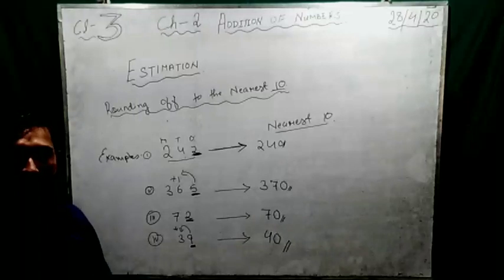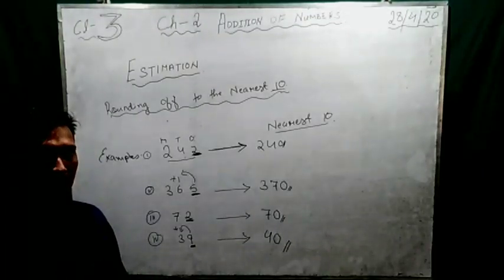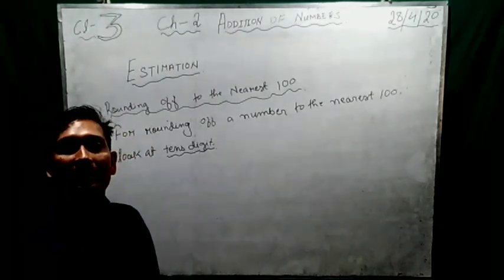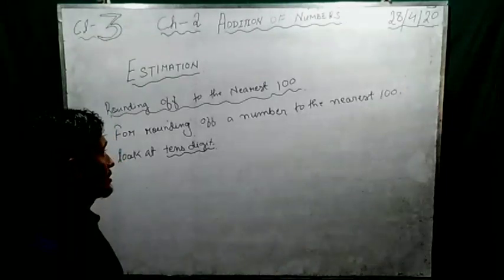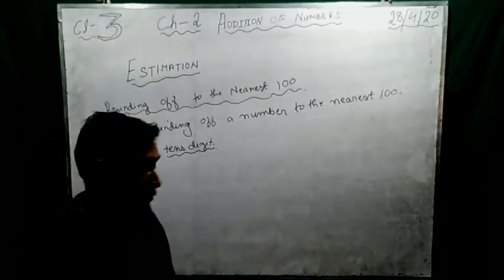Done. Clear, children? That was how to round off to the nearest 10. So let's discuss how to round off a number to the nearest 100. Just now we discussed 10, and now 100.